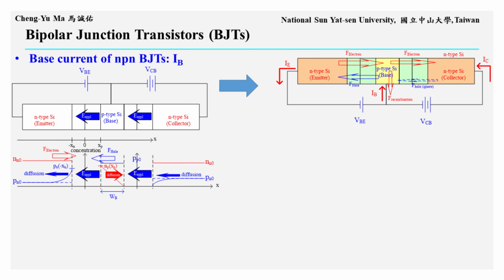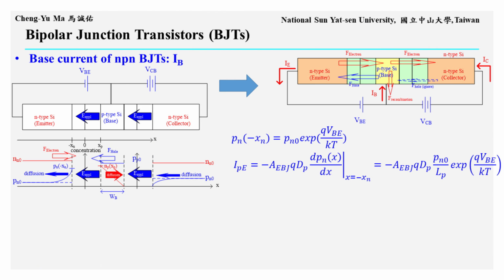Next, we introduce the equation for the base current, IB. As described earlier, IB has two components. The first component is the whole current injected from the base into the emitter under forward bias of the BE junction. The second component is the recombination current caused by electrons injected from the emitter into the base. As these electrons diffuse toward the collector, a small portion recombines with holes in the base.